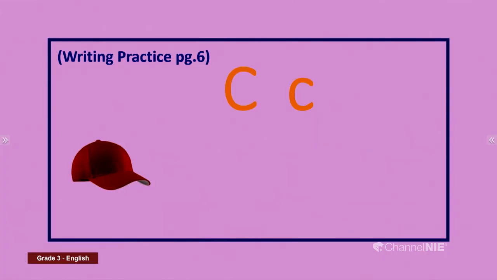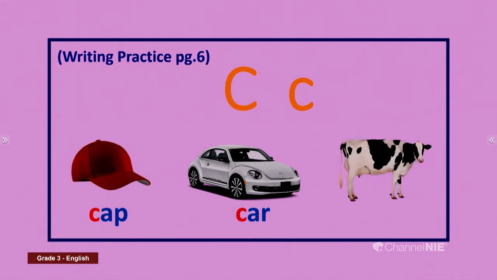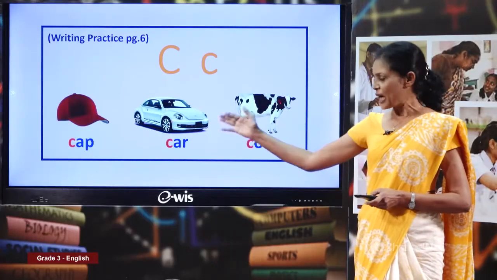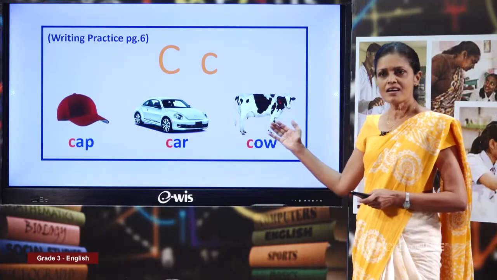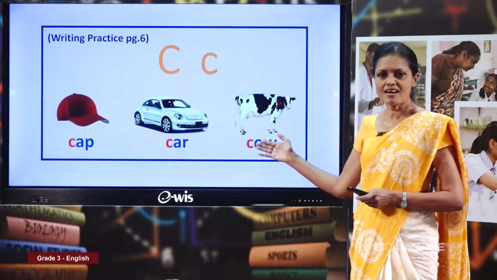What is it? Cap. What is the first letter? C. What is it? Car. What is the first letter? C. What can you see there? Cow. What is the first letter? C. Let's read them again. Cat, car, cow. Say after me. Cat, car, cow.